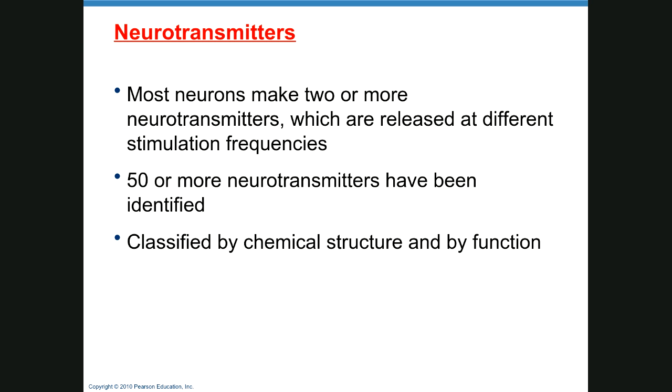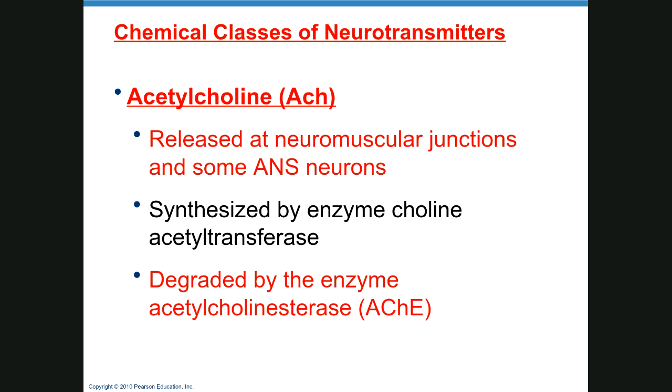Okay, neurotransmitters themselves, most neurons make more than one type. There have been about 50 neurotransmitters or more identified. They are classified by chemical structure and by function. There are many different types.